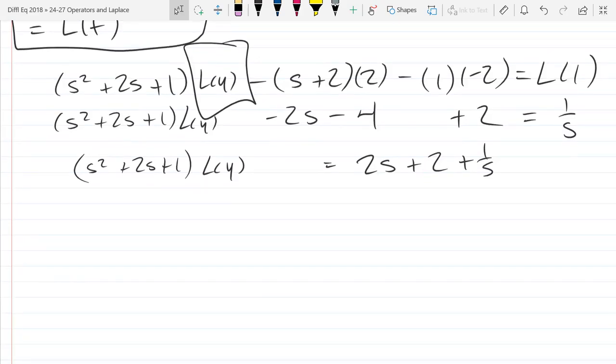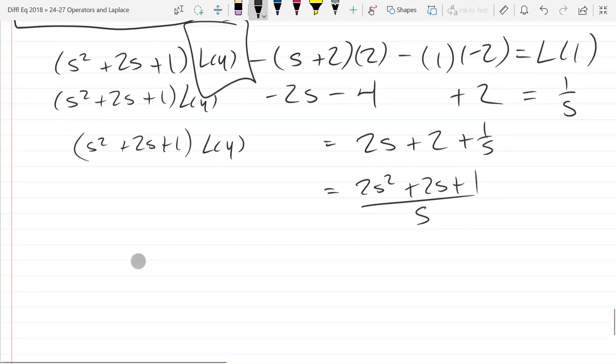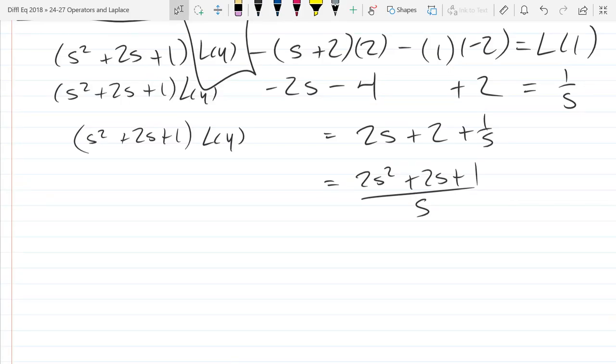Now we're going to divide. But before I do that, I don't want to have a fraction of fractions, a multi-story fraction. So if I just go and divide over, I'm going to have a 1 over s divided by another fraction, or divided by something else. So I'm going to go common denominator on the right side first. So we got 2s squared plus 2s plus 1 all over s. So just a little common denominator. Now I'll divide by the other term there.